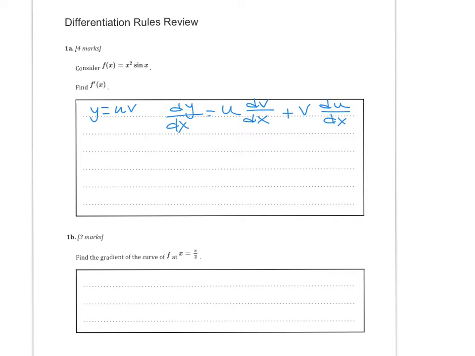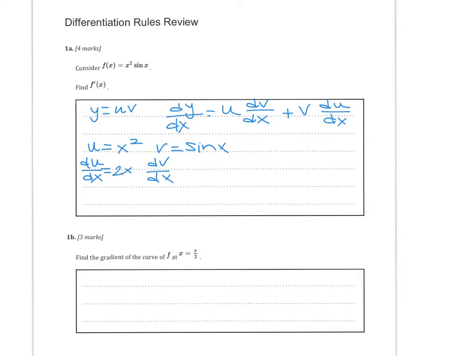The second thing you're going to do is you're going to have to identify what's your u and what's your v. With product rule, it doesn't matter which order you go into. You just need to label one of your functions as u and the other as v. So we have the product between x squared and sine of x. So one of those becomes u, one of them becomes v. The next thing we're going to do is differentiate each of those functions individually. So I'm going to find out what is du/dx, the derivative of x squared, which is 2x.